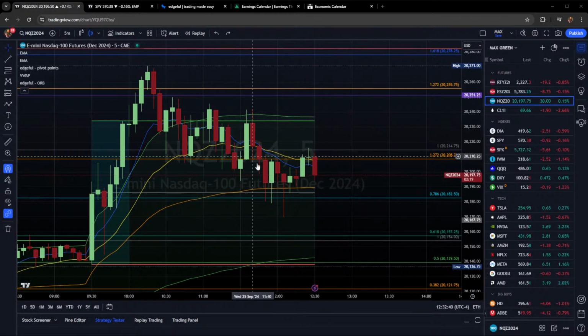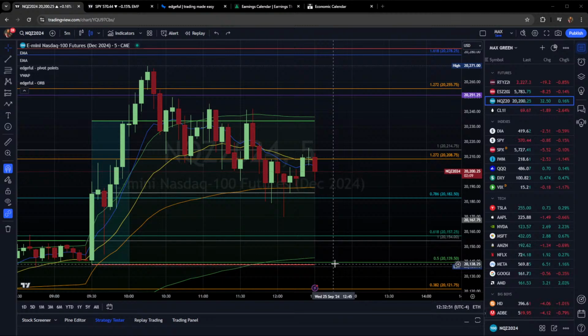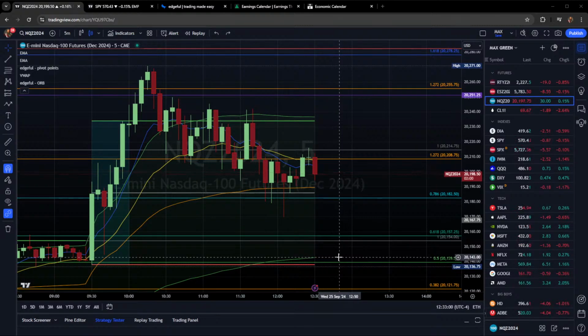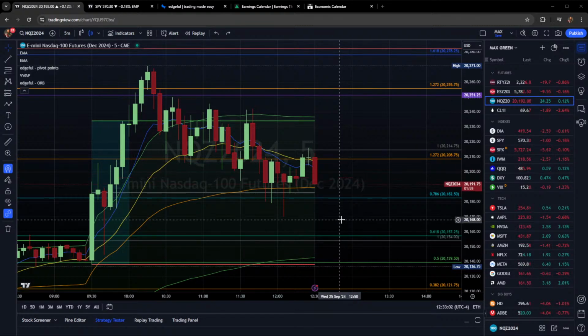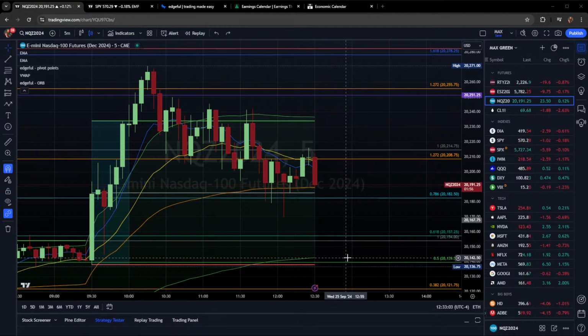Failed ORB high. We made it to the midpoint. Now we want to try to get down here. I don't think there's a high probability chance that we make it all the way down here. That's why even right here, probably, this would be my ultimate target. Trim here, and then here. SPY is getting wrecked.